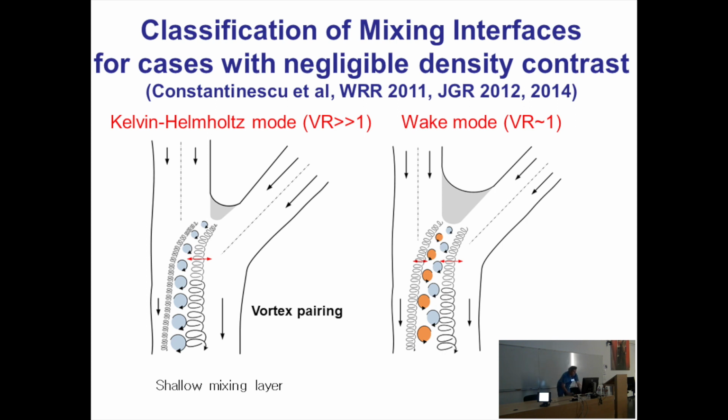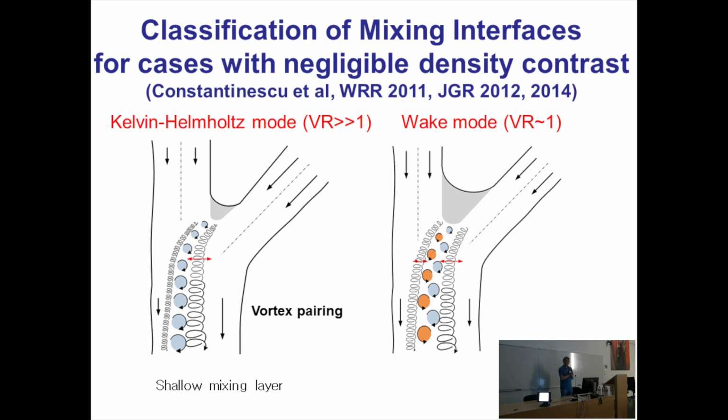Maybe the most classical and most often encountered case is the case in which the velocity ratio between the two streams is relatively large, and as a result of this large velocity difference, you have a mean shear acting at the interface between the two streams. As a result, you are going to generate co-rotating vortices inside of the mixing interface. This is what we refer to as a mixing interface in the Kelvin-Helmholtz mode, and this really corresponds to a shallow mixing layer.